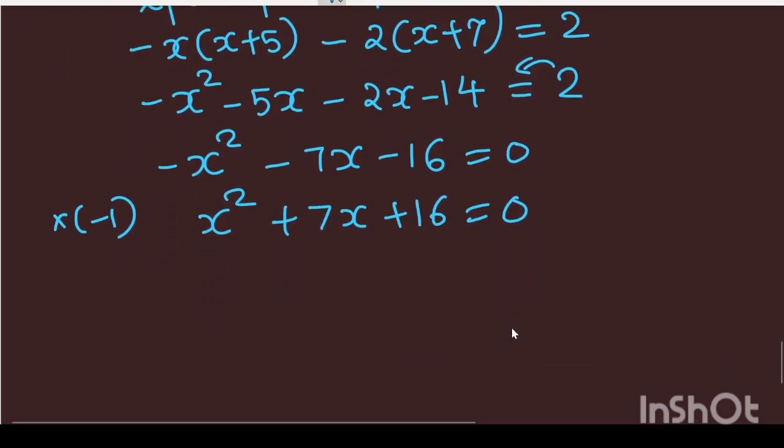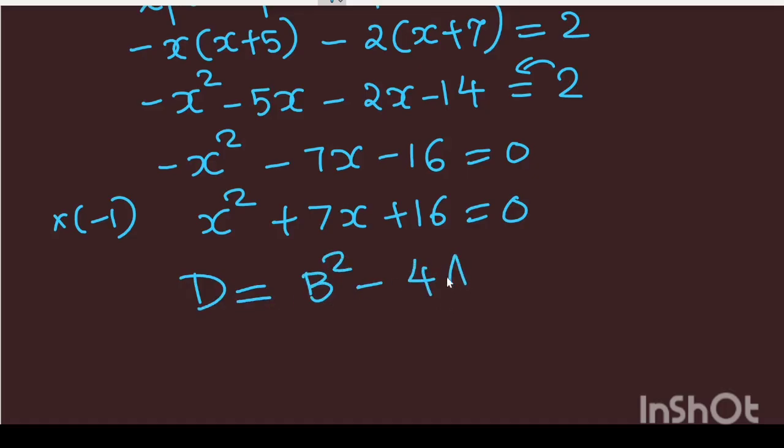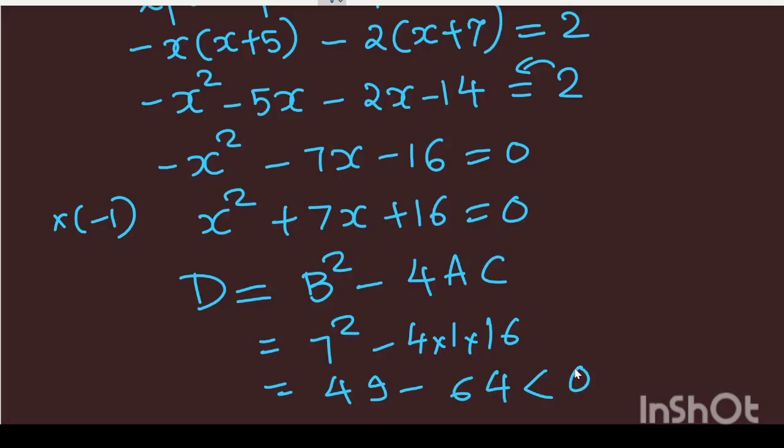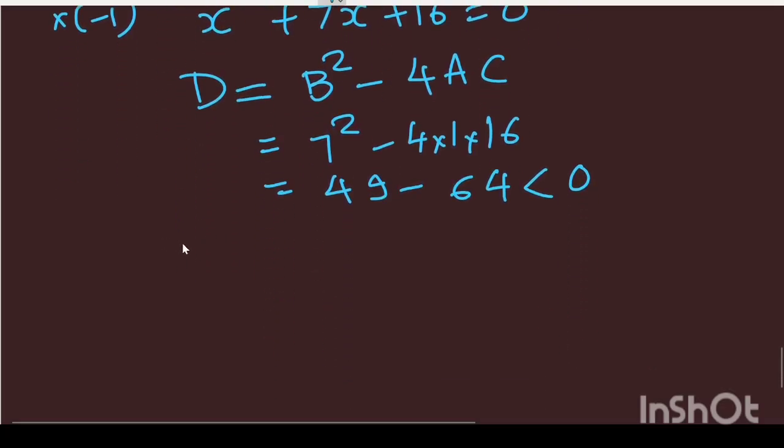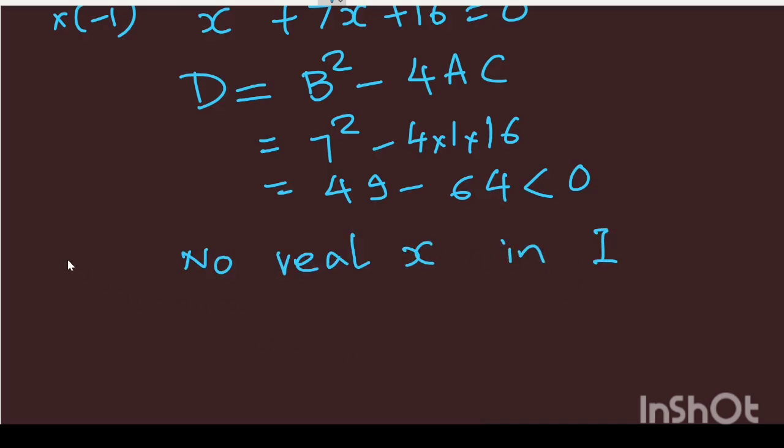We can find its roots using factorization, but as you can check the discriminant, which is b square minus 4ac, b is 7 here, a is 1, c is 16, 49 minus 64 is negative. So in the first case, no real x is obtained. So zero real roots were obtained in case 1.